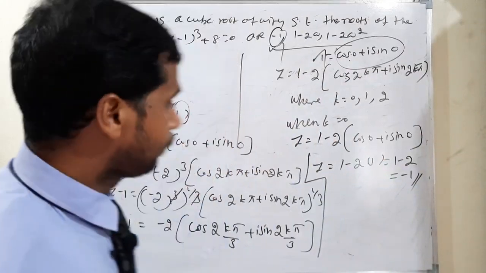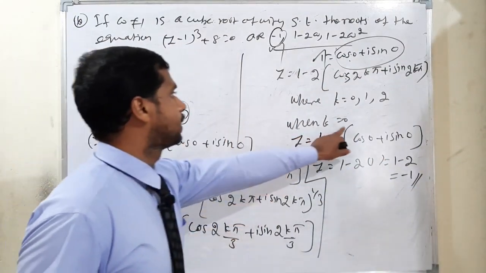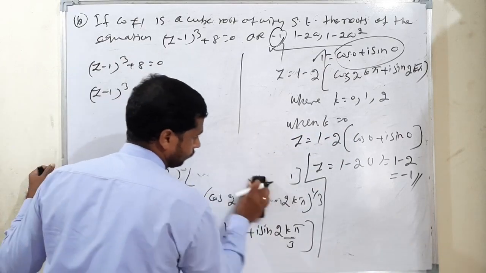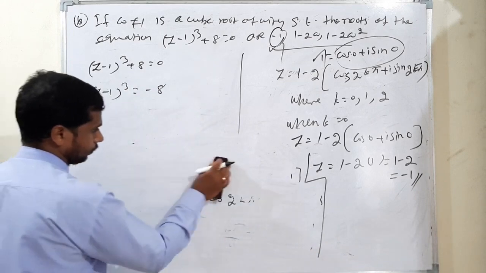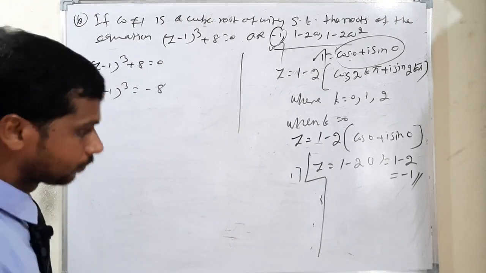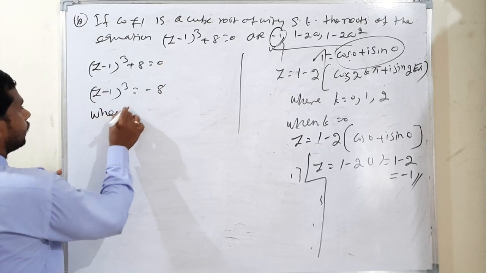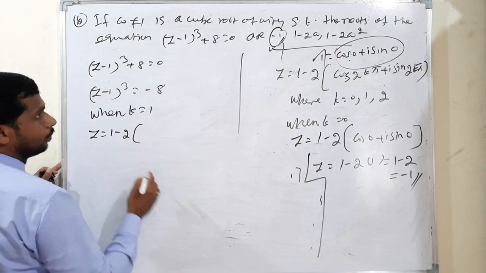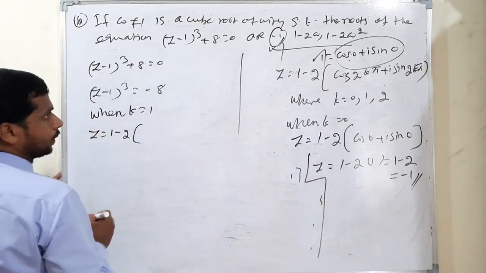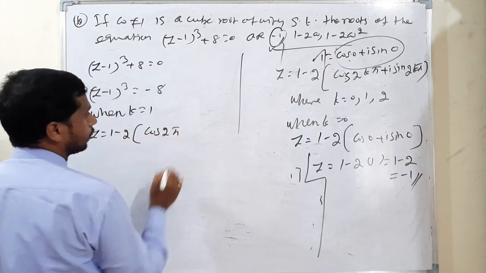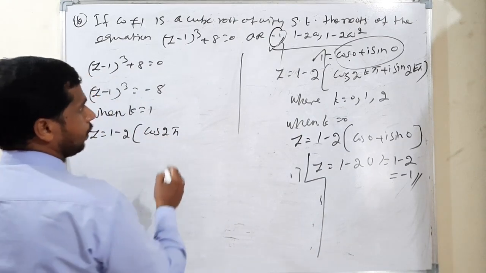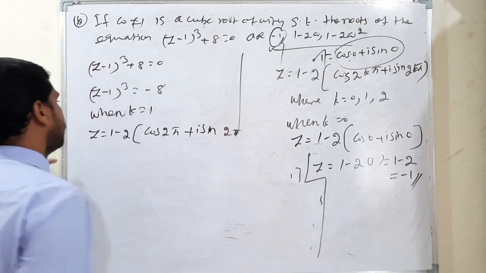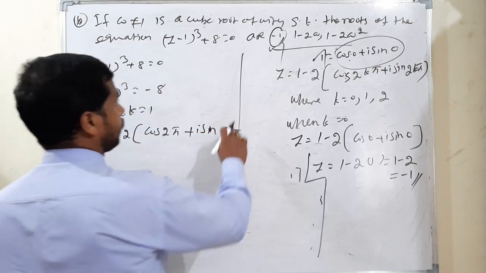Okay, moving to the second condition. The second condition means when k is equal to 1. When k is equal to 1, what will happen? Again Z is equal to 1 minus 2. So k is equal to 1 means cos 2π, isn't it? Cos 2π plus i sin 2π, isn't it?